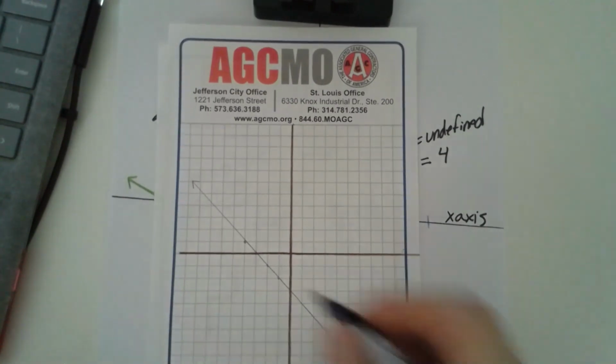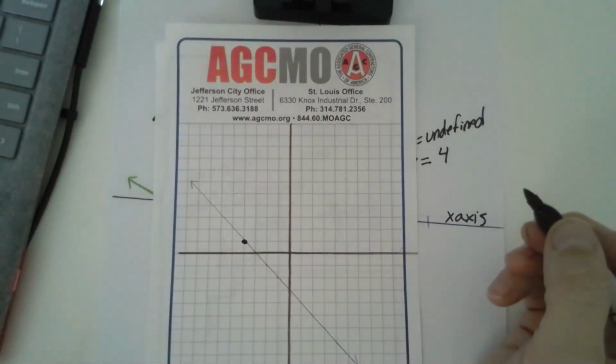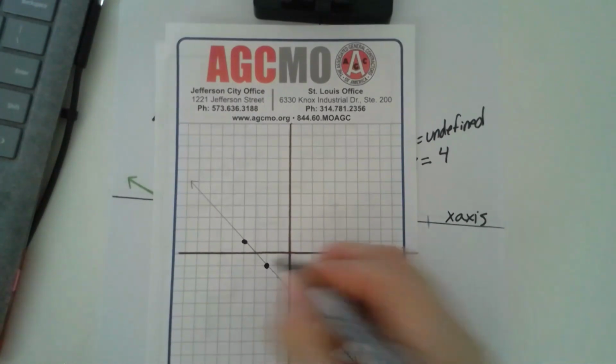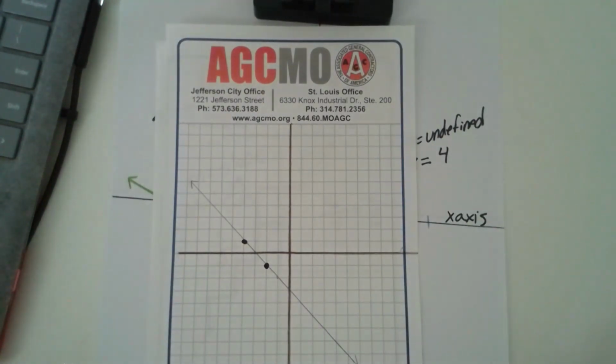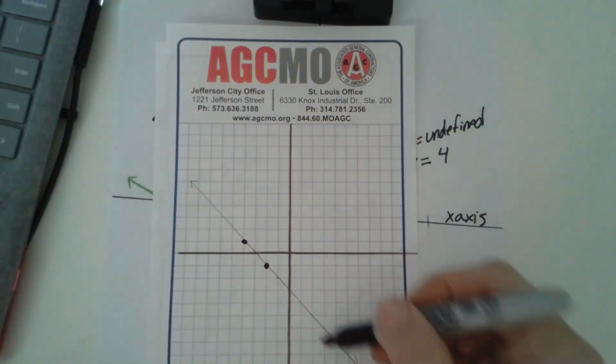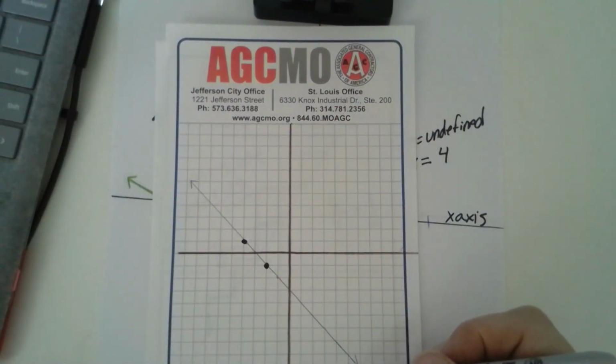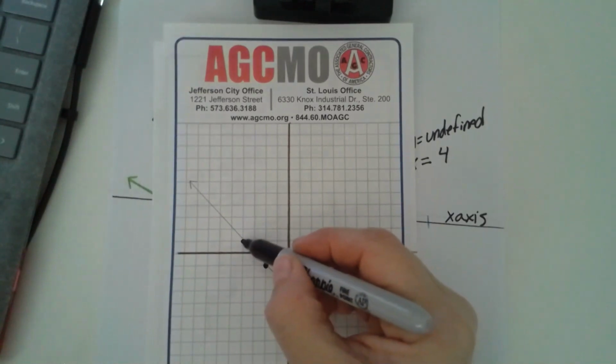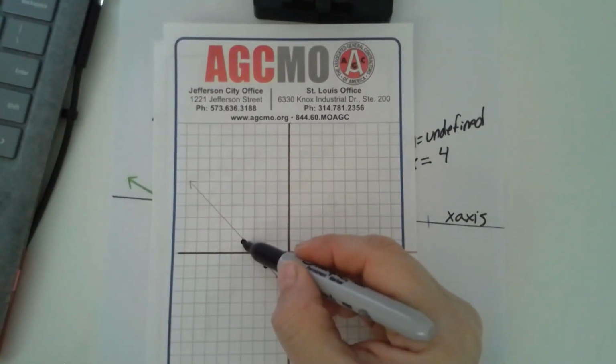In order to find the slope, we need to locate 2 points on here. Doesn't matter which 2 points. There's 2 points. You could have had different points. And we're going to look at rise over run. I already noticed it's going down, so it's going to have a negative slope. So let's start at this point and look.